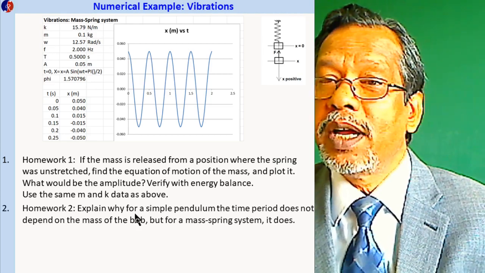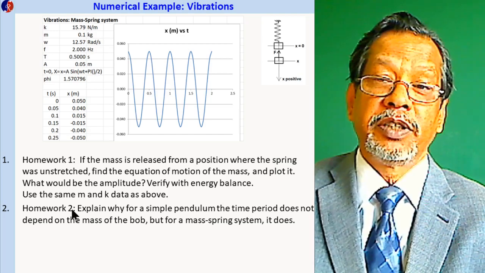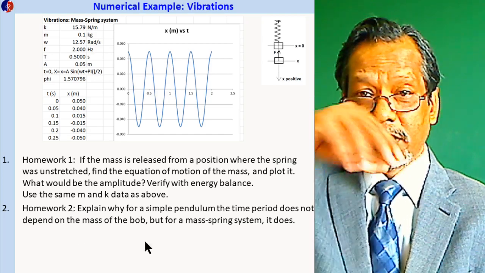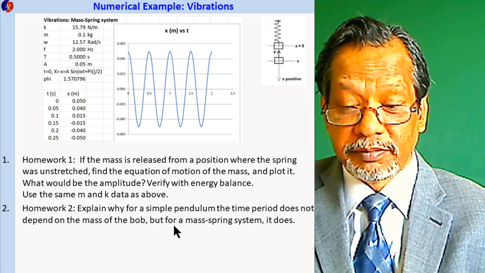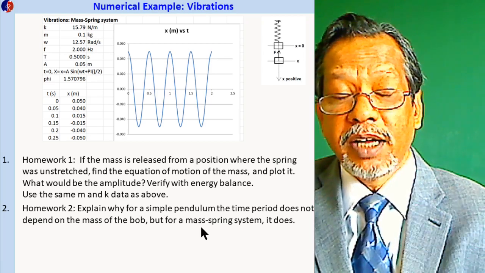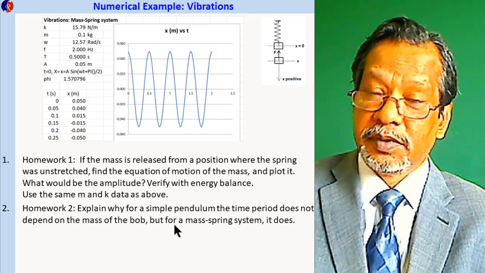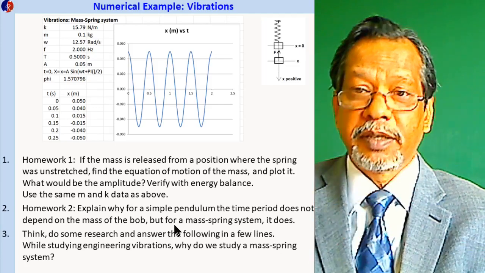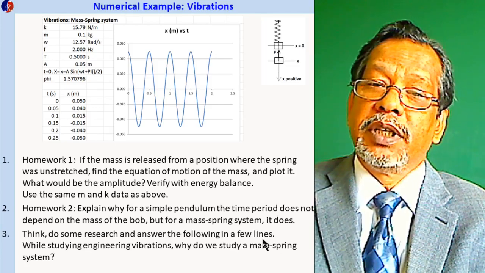Homework 2, explain why for a simple pendulum, the time period doesn't depend on the mass of the bob. Okay, it doesn't depend. But here you saw time period, T or frequency and omega, everything depends on the mass and the stiffness. Why is the difference? They should explain in writing. Think. Do some research and answer the following in a few lines.